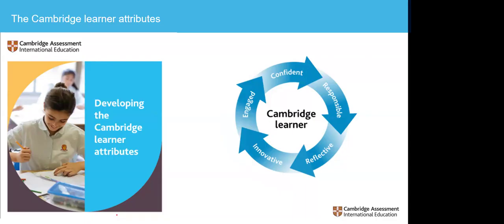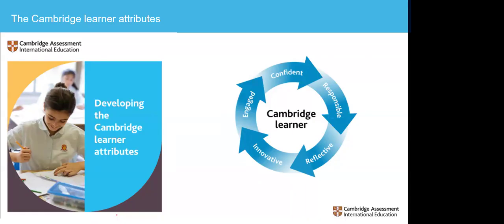And it is your duty as a teacher, as a school, to ensure that these children that go through your hands achieve these particular attributes. Otherwise, if they don't achieve them, then it means that these children may not perform to the expectation. It means that they have not achieved the intended goals of doing the Cambridge curriculum. So those 5 things are confident, responsible, reflective, innovative, and engaged.